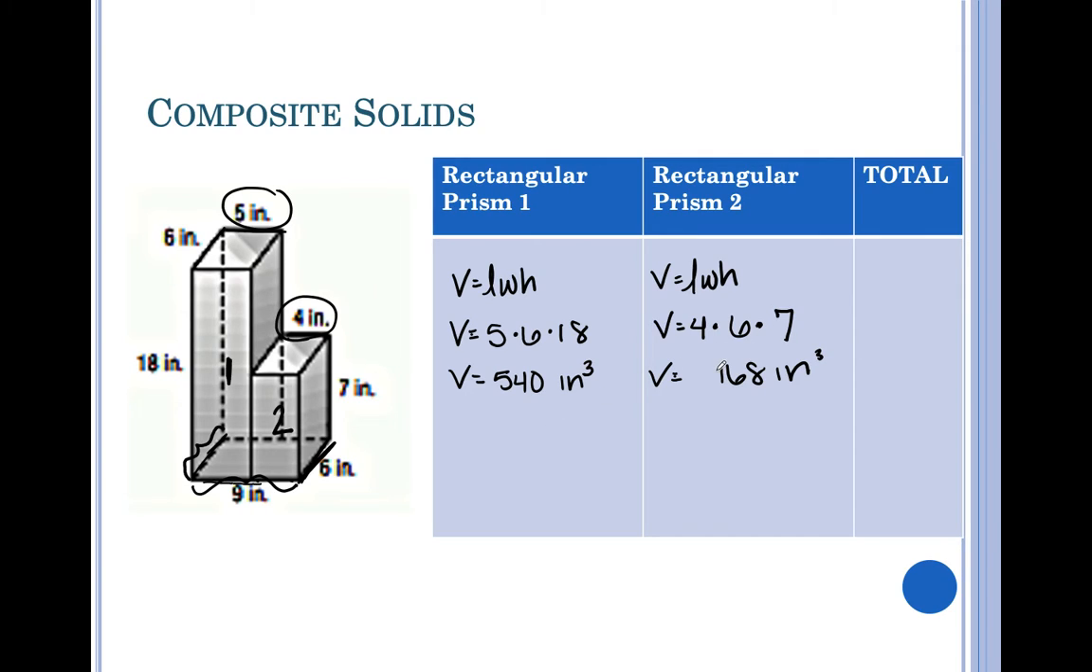And then for our final answer, we need to find the total of both combined. So we will add 540 plus 168, which gives us a total of 708 inches cubed.